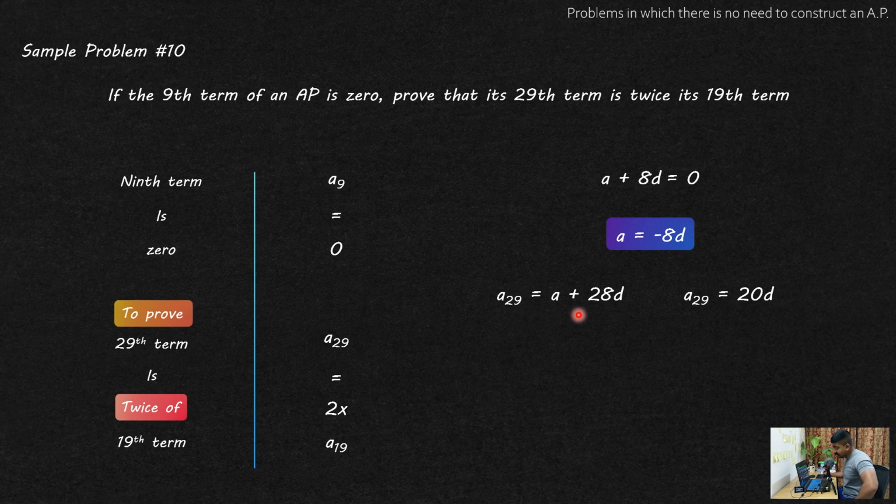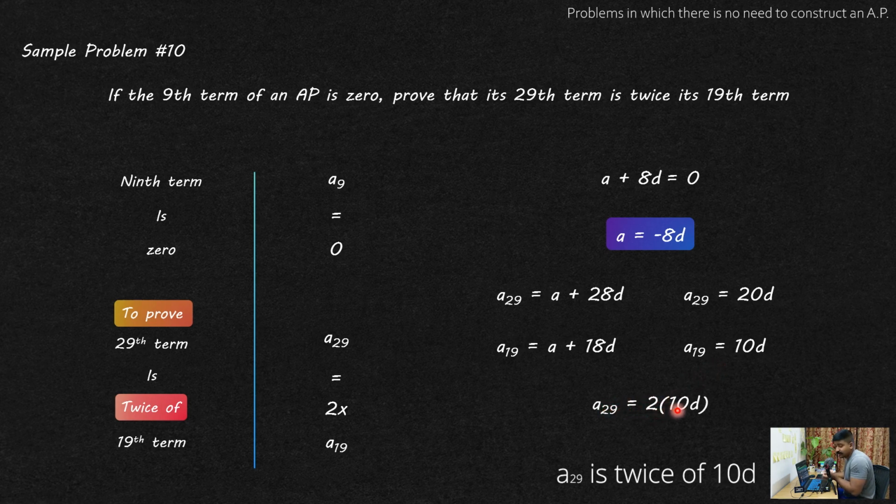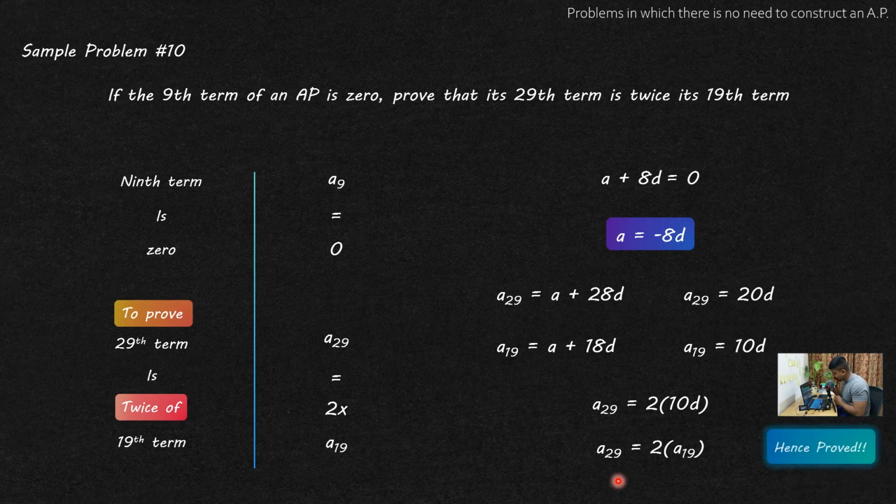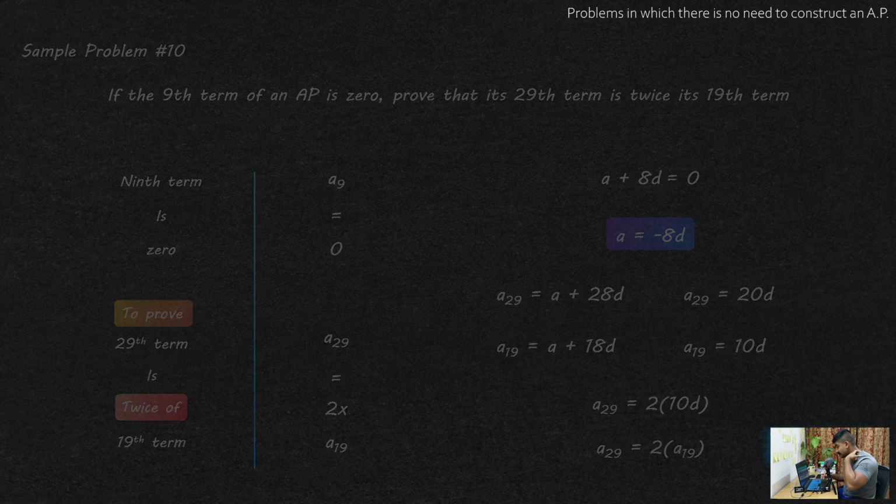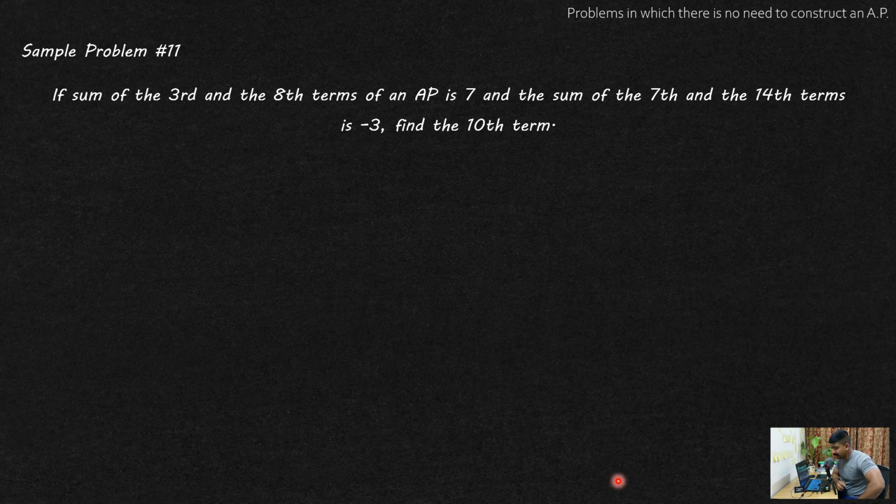A29 is equal to A plus 28D. After substituting the value of A, we can write A29 equals 20D. Similarly, we can find the value of A19 after substituting the value of A. And A19 comes out to be equal to 10D. You can see A29 is twice of 10D, and 10D is actually A19. So A29 is twice of A19, जो कि वही चीज़ है जो हमने प्रूव करनी है. Hence proved.